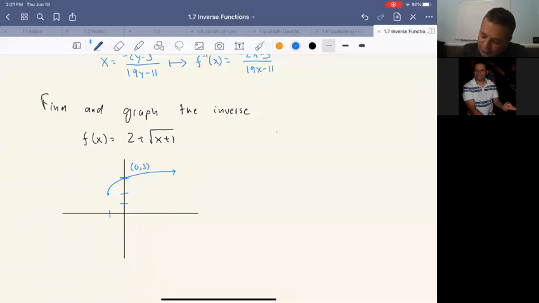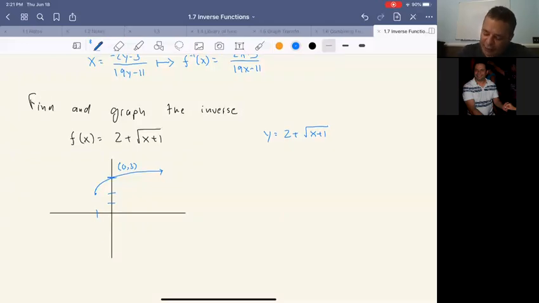Okay, so y equals 2 plus square root of x plus 1. Now let's solve for x. So y minus 2 equals square root of x plus 1. Now we're going to go ahead and square both sides. So y minus 2 squared equals x plus 1. Now, here's where we have to be a little careful.